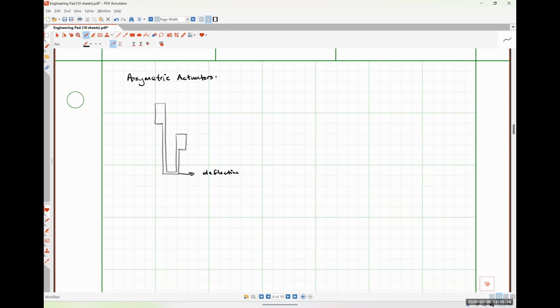So this is essentially saying that the longer leg will heat up more because its RTH is greater. So thermal resistance is greater than the short leg when current flows through the microstructure.